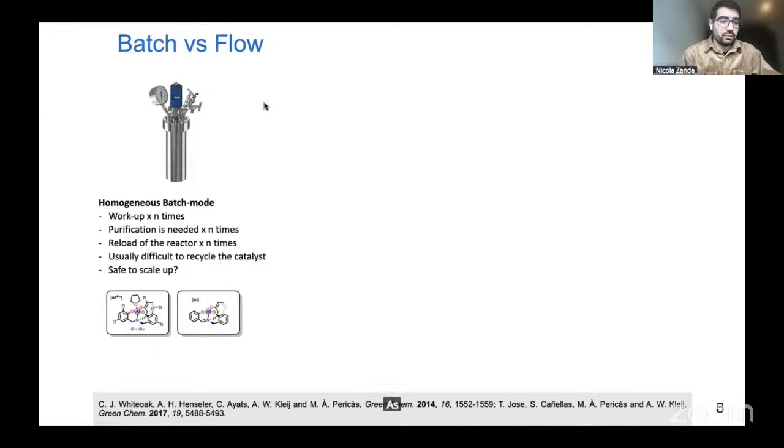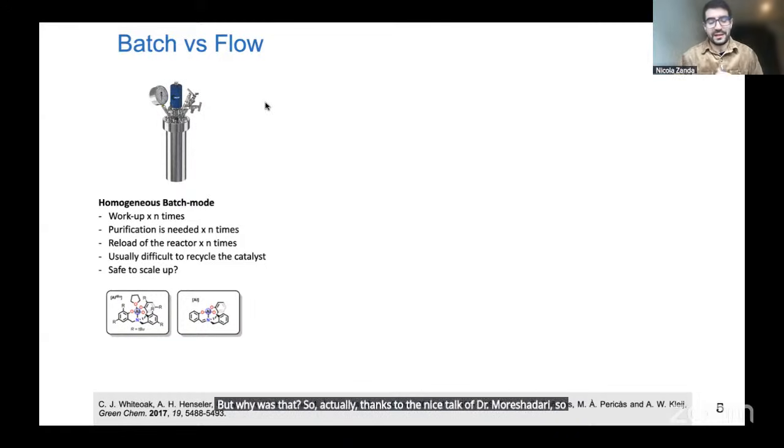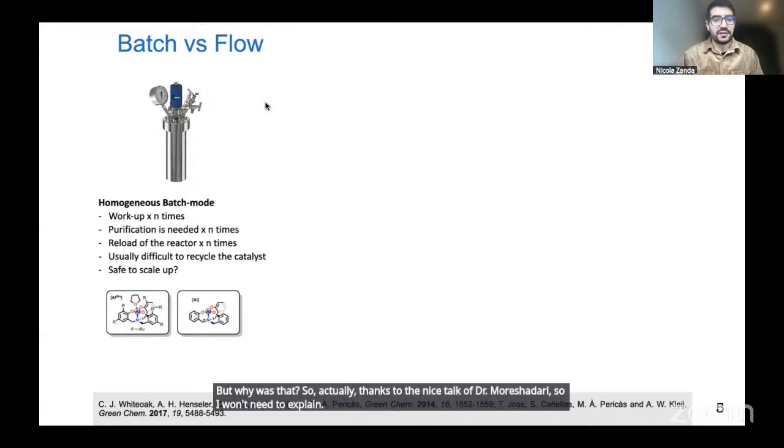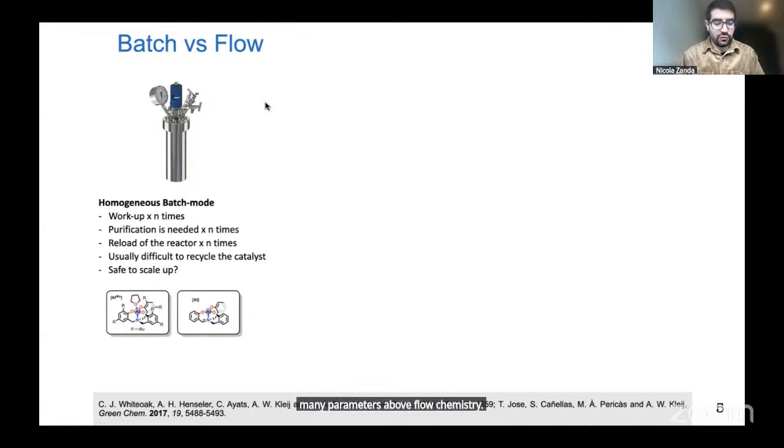As I mentioned, we wanted to work at the end in continuous flow. But why was that? Thanks to the nice talk of Dr. Moreshwar Chaudhary, I won't need to explain many parameters about flow chemistry, but I will focus on why flow chemistry is important in high pressure reactions.